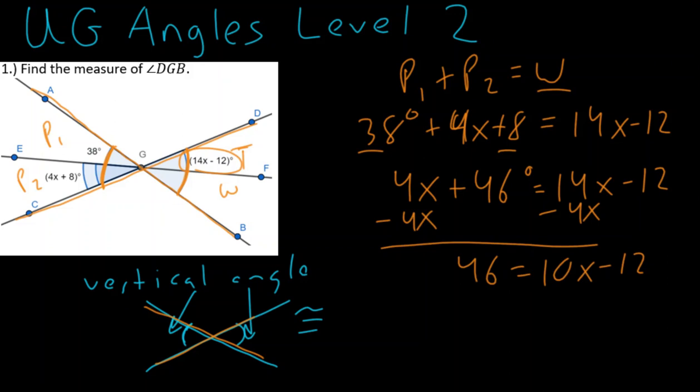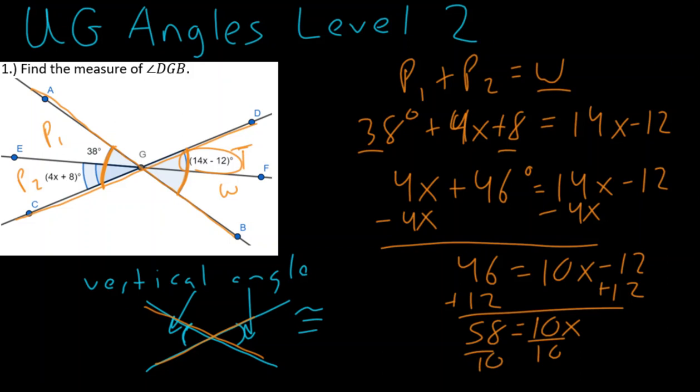Continuing on, to get rid of our subtraction, we will do plus 12 and plus 12, and 46 plus 12 gives us 58. And so 58 equals 10x. How in the world do you get rid of the 10? Well, we have to divide. Hopefully you know this, but for any number divided by 10, you take wherever the decimal point is and move it one space to the left. So 58 divided by 10, x must equal 5.8.